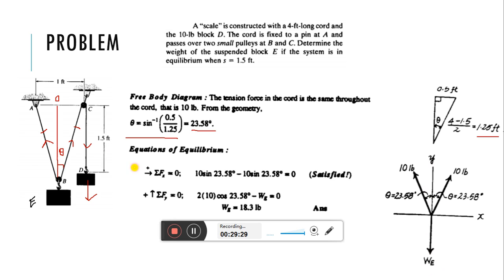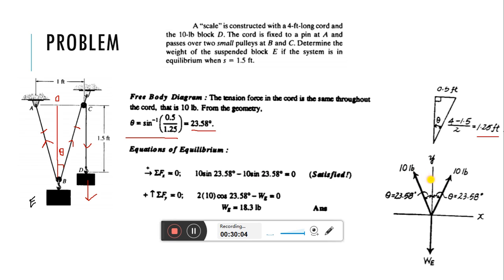Okay, right now check equilibrium in the x direction. We are checking because in the x direction nothing is unknown. 10 pound into sine 23.58 degree is equal to, in this direction also, 10 pound into sine 23.5. In positive direction and negative direction, both values are the same. So obviously it will be in equilibrium. Satisfied this equation. Now move to y direction.